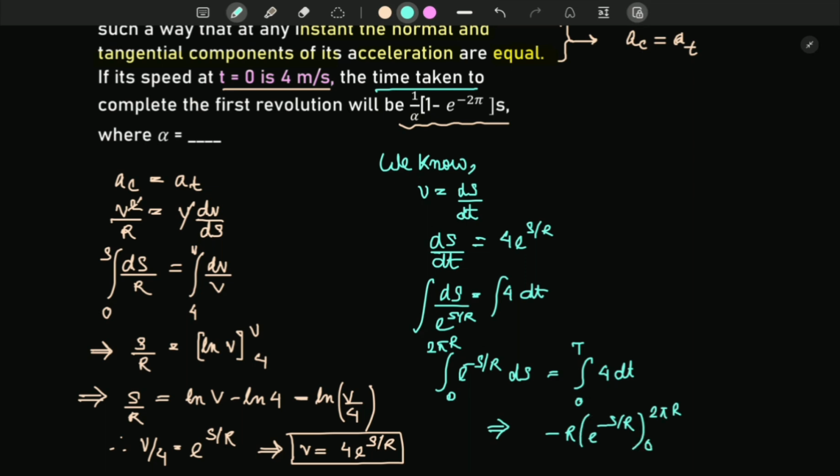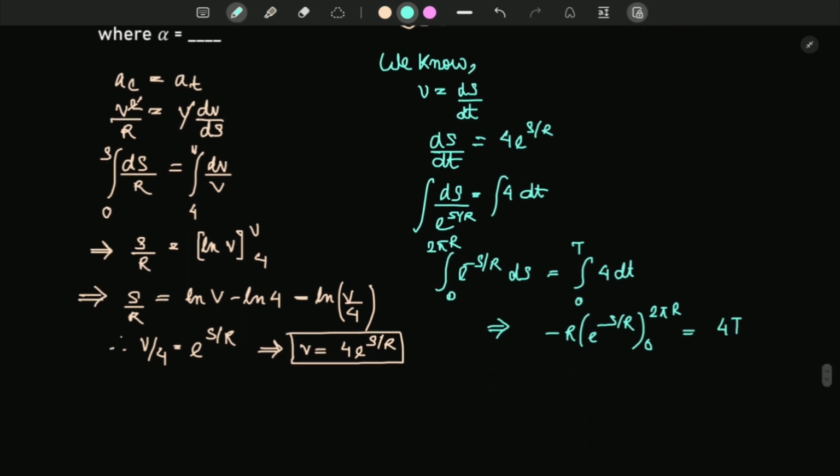This is equal to 4T from the right hand side. So putting the values, I will get minus R e to the power, and for s I will put 2 pi R. So I will get minus 2 pi R by R, minus e to the power 0 is 1. This is equal to 4T, capital T the time period. Now this is equal to R times 1 minus e to the power minus 2 pi. This is equal to 4T.